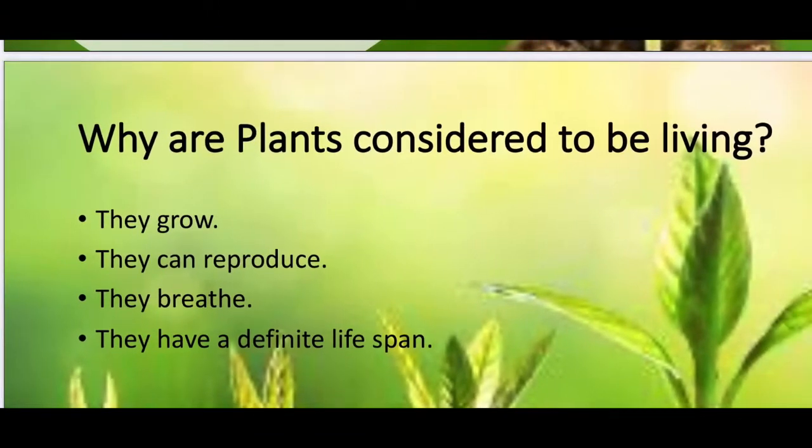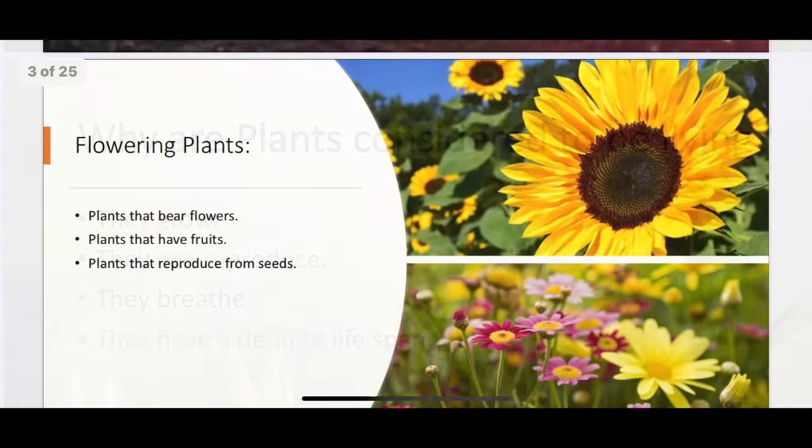Our environment is made up of biotic and abiotic components. All living things present in our environment are biotic components. Plants and animals are part of biotic components. Why do we consider plants to be living? Plants are living because they can grow, they can reproduce, they can breathe, and they have a definite lifespan.